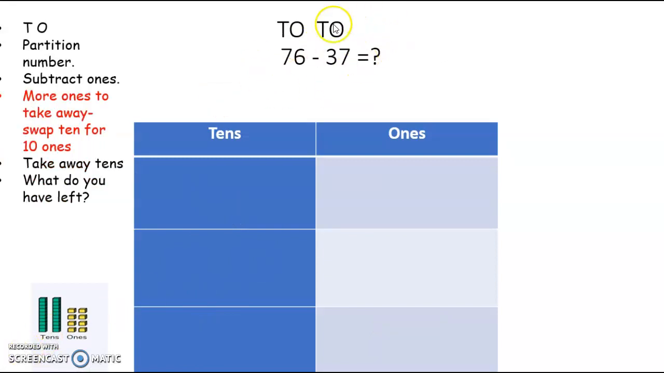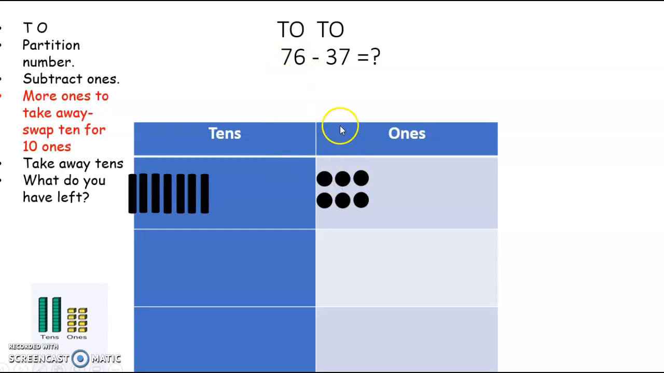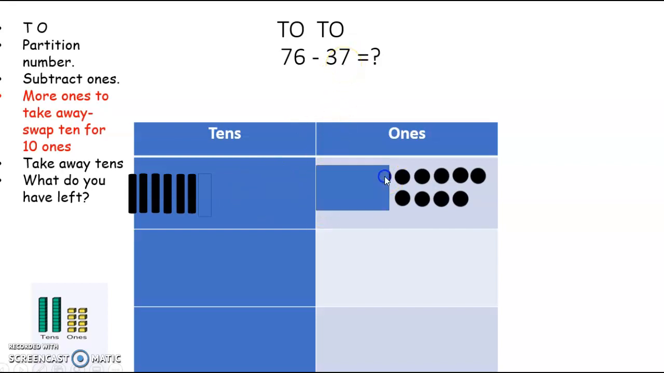Now we're looking at bigger numbers, so we've got 76 take away 37. Partition 76 into tens and ones. We've got 6 ones and 7 tens. We can't take away the ones just yet because 7 is greater than 6. So we have to swap the 10 for 10 ones, move them across. Now we can take away the 7 ones. So 6, 7, so we'll take those away.